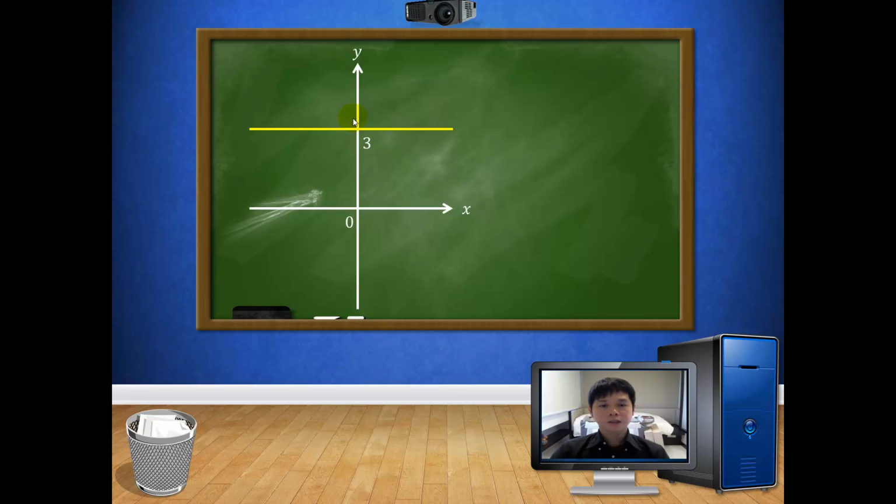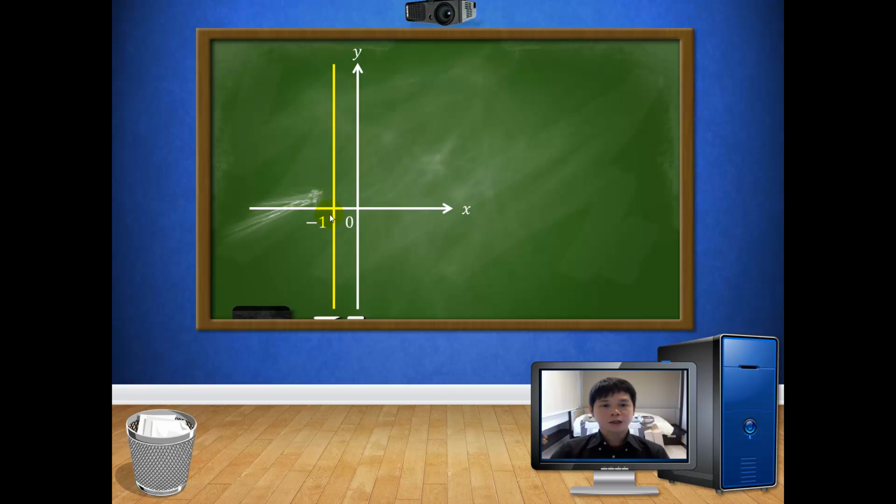Now you notice that this horizontal line cuts the y-axis at 3. Yes, the equation is y equals to 3. Next, what is the equation of this x-axis here? You're right, it is y equals to 0.